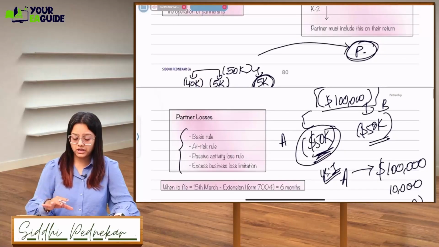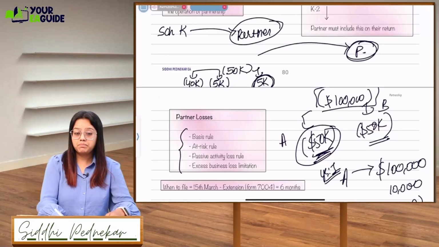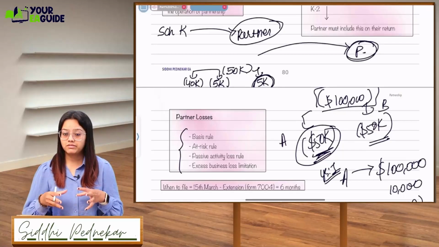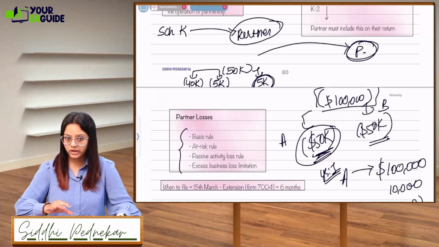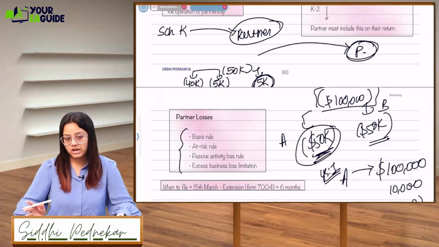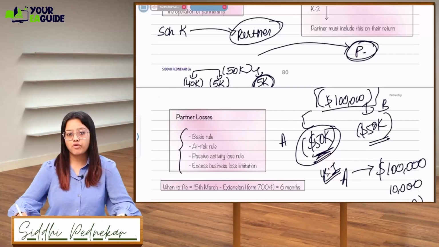Because what will happen, guys, understand this: schedule K, whatever is received by the partner, will be considered as passive related income. It will be passive income unless it is mentioned in the schedule that the partner has actively participated in the business. If it is there, then it will be ordinary income, but anyways schedule K is known as passive income for the partner.